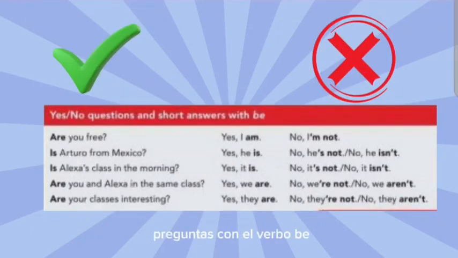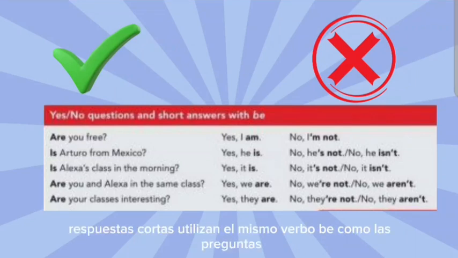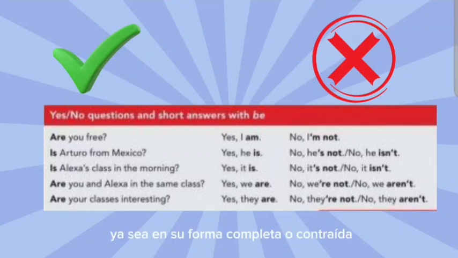Yes/no questions with the verb be are formed by inverting the subject and the verb be. Short answers use the same verb be as the questions, either in its full form or contracted form.